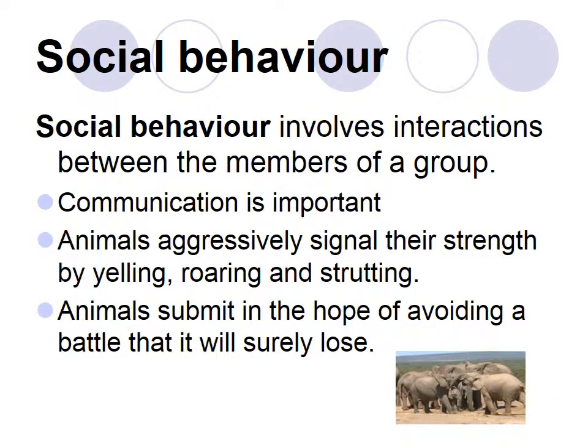So social behavior involves interactions between members of a group, and this communication is very important. So animals might aggressively signal their strength to other members of their group, and they could do this by yelling or roaring or strutting, so a particular type of walk. And then their hope is here that other animals will submit so that they don't need to have a battle that they're going to then lose. So if they're able to front really aggressively by yelling and those kinds of things, then their hope is that the other animal goes, oh, you're clearly going to be stronger than me, and submits without needing to fight the other animal.